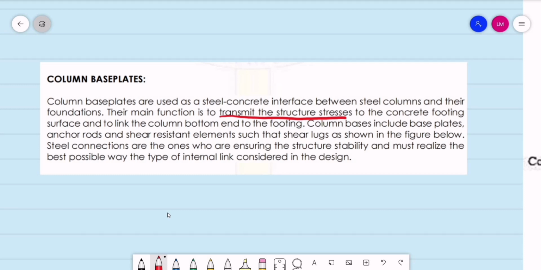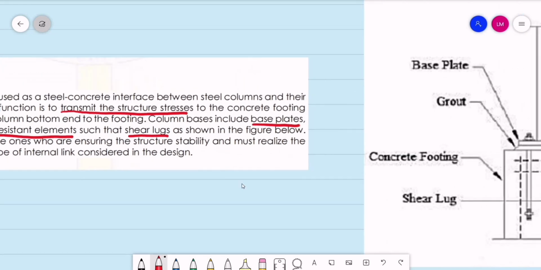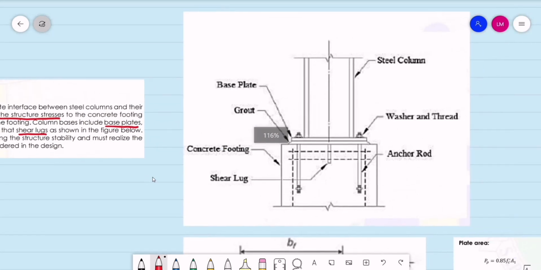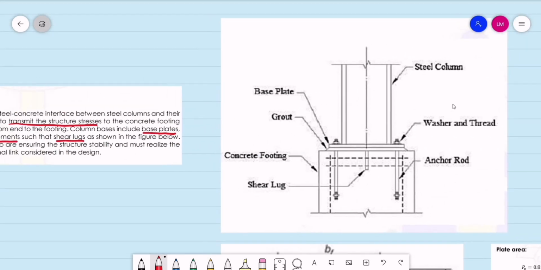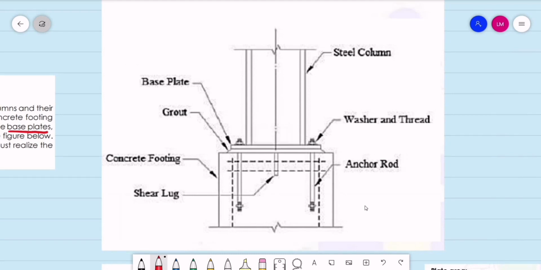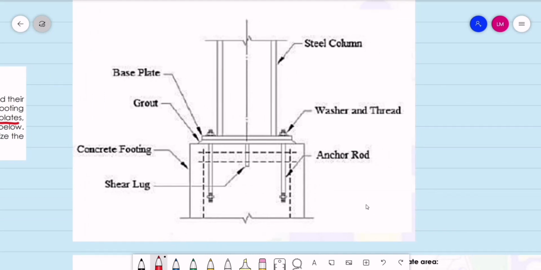So column bases include base plates, anchor rods, then we have shear resistant elements. An example is the shear lugs. Steel connections are the ones ensuring the structure stability and must realize in the best possible way the type of internal link considered in the design. So this is one example of the link between a steel column and its concrete foundation.